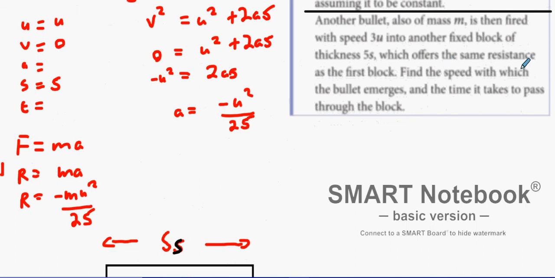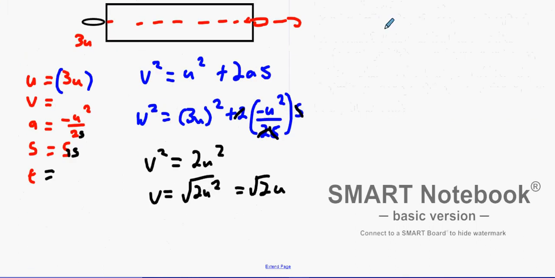Find the speed at which the bullet emerges, done, and the time it takes to pass through. Well, the time it takes, we might try v equals u plus at, and in this case we can say that v is root 2u, u is 3u, a is, I suppose, minus u squared. I'll get rid of that s in a different manner.